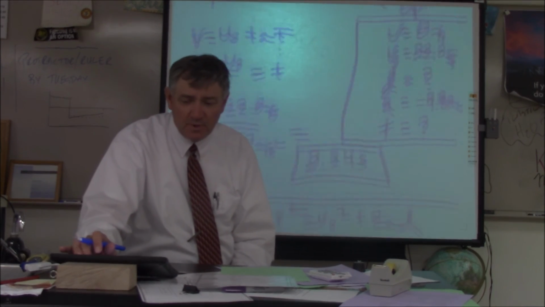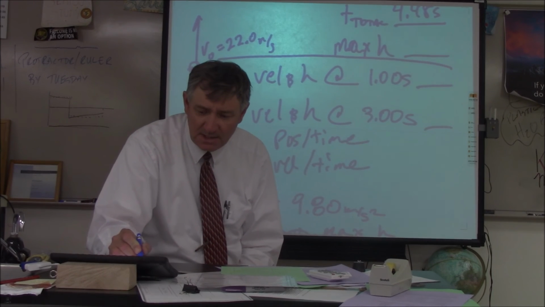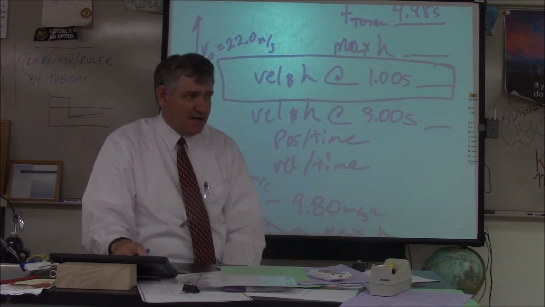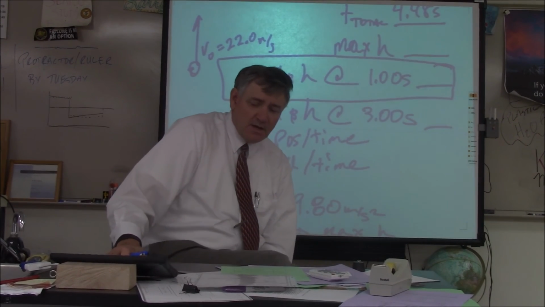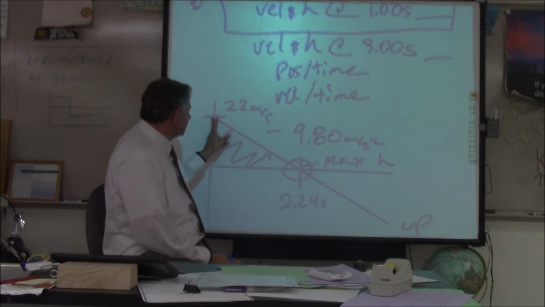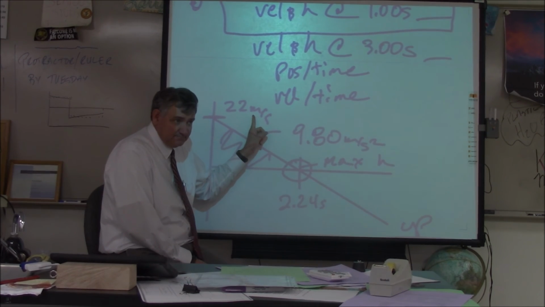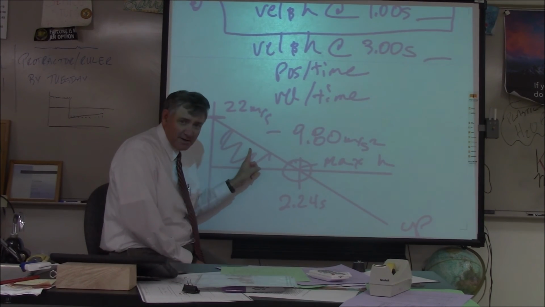So we have one thing left to do. We need to figure the velocity and height at 1 second. Now, think this through. You're starting here at 22 meters per second. I'm going to go over 1 second. How far down am I going to go?